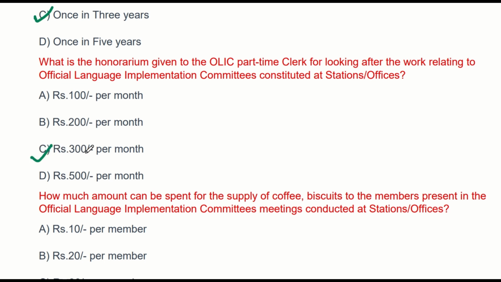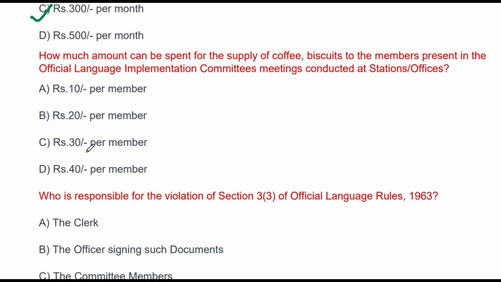300 rupees per month. How much amount can be spent for the supply of coffee, biscuits to the members present in the Official Language Implementation Committee's meetings conducted at stations offices? A. 10 rupees per member. B. 20 rupees per member. C. 30 rupees per member. D. 40 rupees per member. And right option is option C.